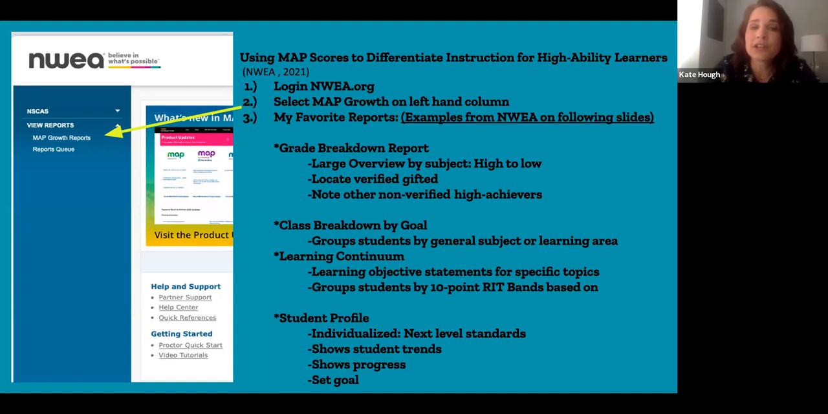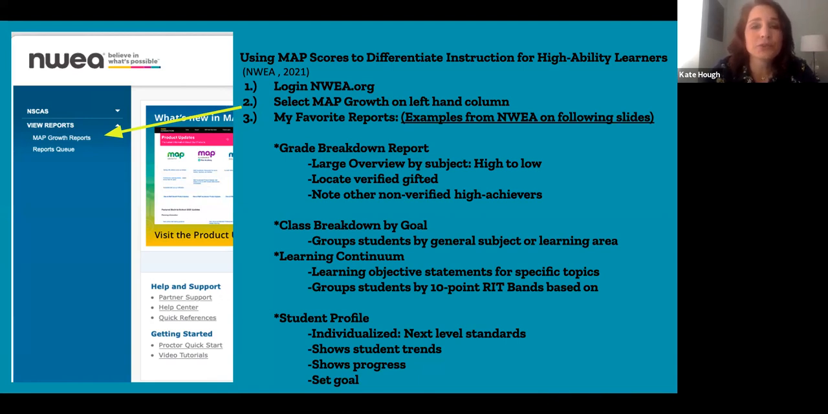So I wanted to talk a little bit about MAP scores. MAP scores are such a great asset that we have now, being able to show progress for a gifted learner. You know, prior to MAP, we might be able to say a student scored at the 99th percentile, but we could never really show their growth. And so every year it was 99th percentile, but again, we don't know how much growth they've shown.